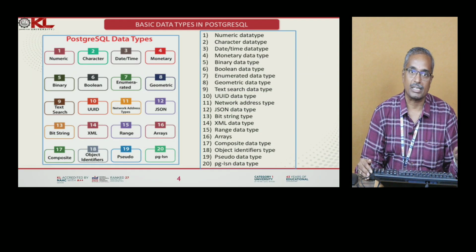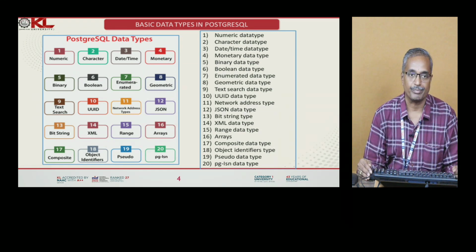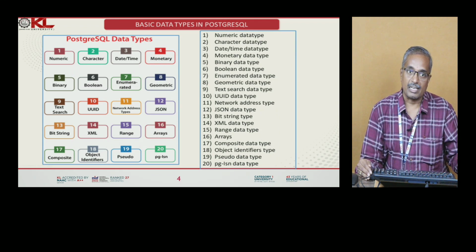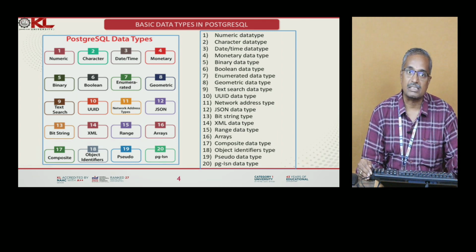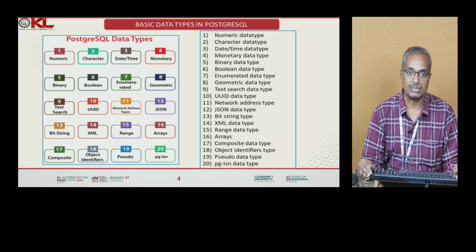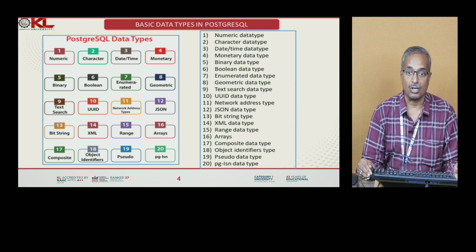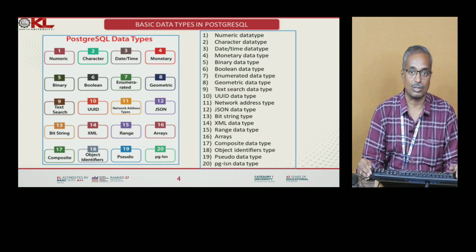The total PostgreSQL data types are classified into 20 categories. Already I told you PostgreSQL has a rich set of different types of data types. You are seeing 20 types here now, from the numeric data type onwards, up to the last one. We can discuss each and every data type in a clear manner. Okay.